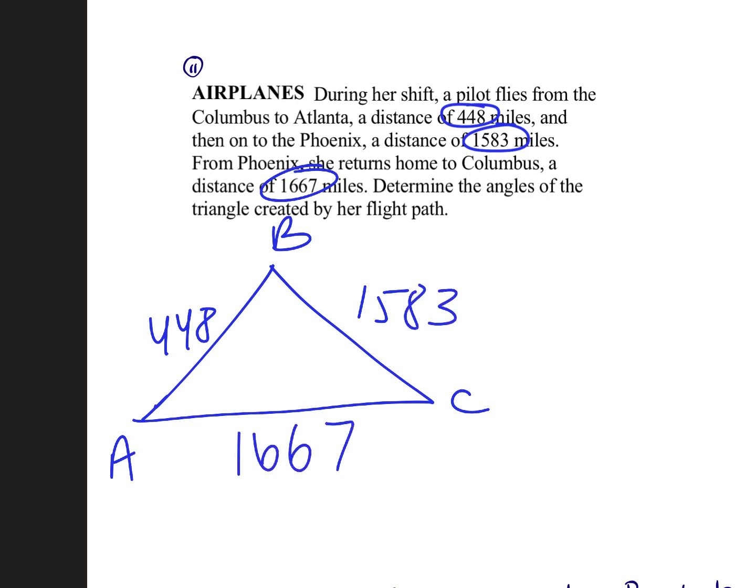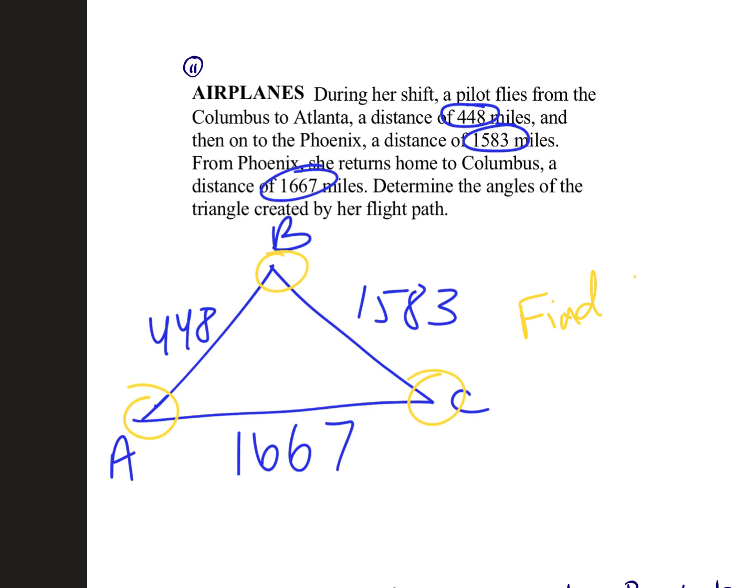They ask you how big the angles are. The reason it doesn't matter is because they're not asking for one specific angle, like how big of an angle was formed when she flew from Phoenix to Atlanta to Columbus or whatever. They're asking you for all three of the angles. What is the major thing you have to do here? You have to find what? I'm finding angles. So what do I need to find first?